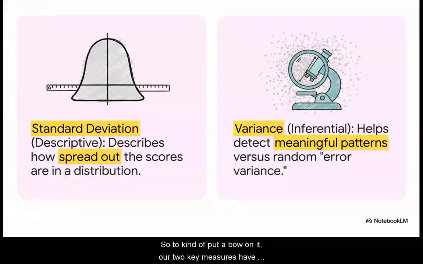So to kind of put a bow on it, our two key measures have slightly different day jobs. Standard deviation is our main descriptive tool. It's what you'd use to talk about the spread of heights or weights we saw earlier. Variance, though, that's the real engine of inferential statistics. It's what researchers use to figure out if a pattern they've found is a meaningful discovery or if it's just random noise, what they call error variance.